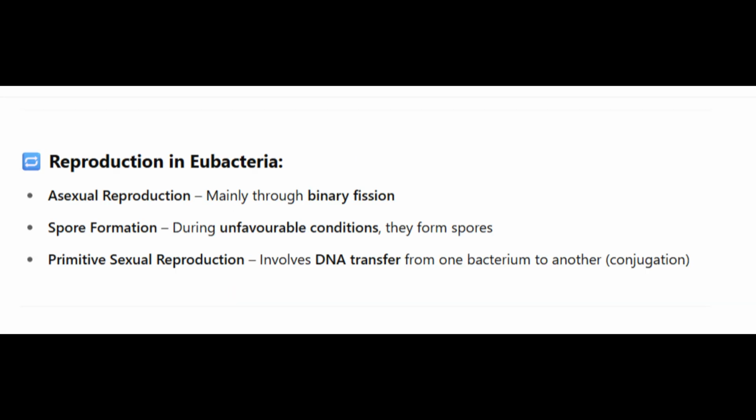Reproduction in eubacteria. Binary fission is their main way of reproducing asexually. But when conditions get tough, many can form tough, dormant spores to survive. While not true sexual reproduction, they do have a primitive way to swap genetic material through a process called conjugation, where DNA is transferred directly from one bacterium to another.